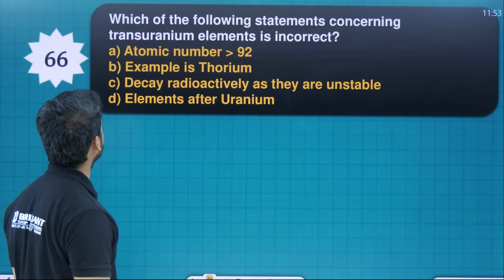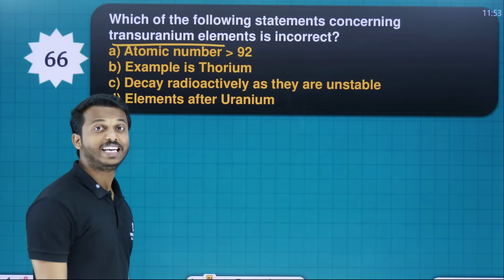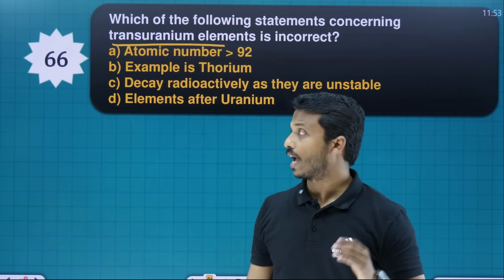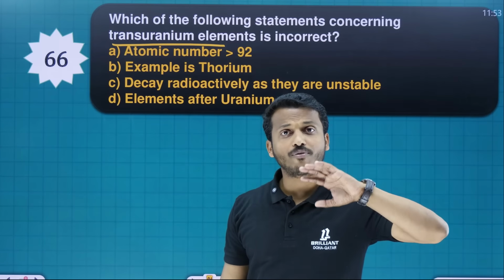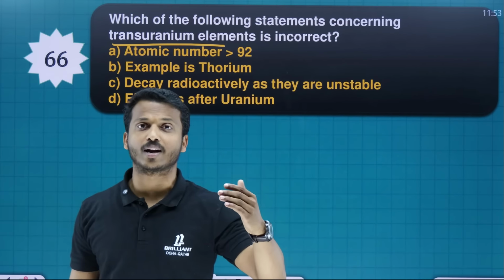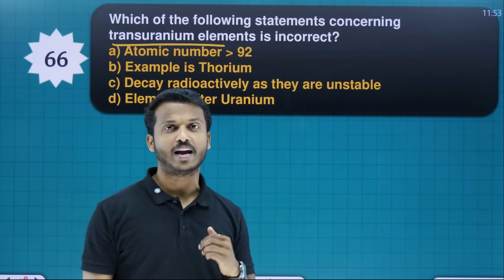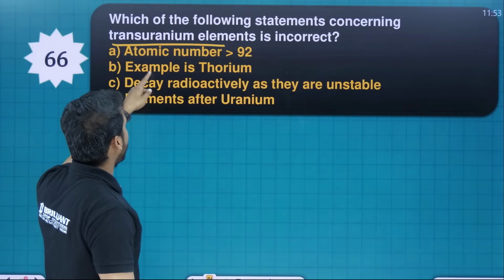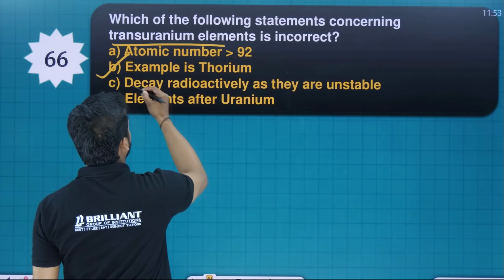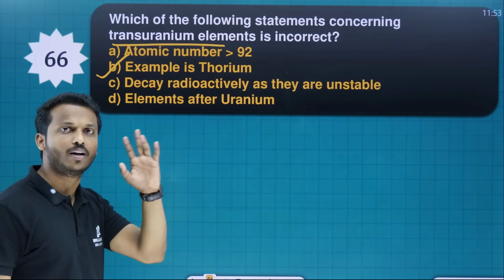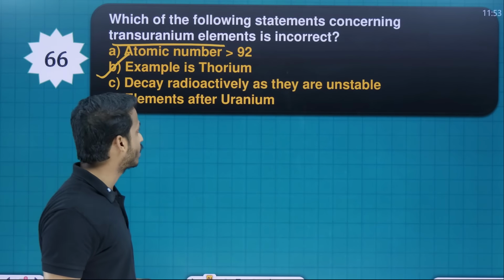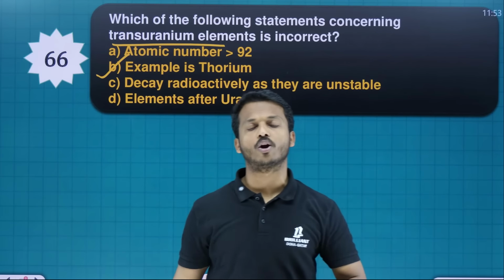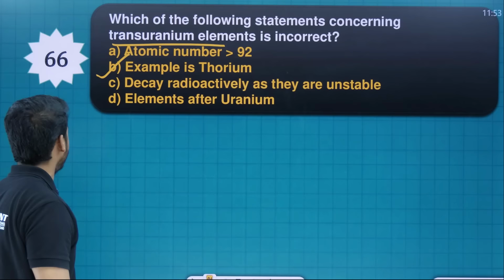Which of the following statements concerning trans-uranium elements is incorrect? What is a trans-uranium element? The elements coming after uranium. Uranium's atomic number is 92. So the elements after uranium are called trans-uranium elements. They are highly radioactive elements, so their atomic number is greater than 92, correct? Thorium is 90, so it does not belong to trans-uranium. The elements after uranium 92 are called trans-uranium elements. They are radioactive.